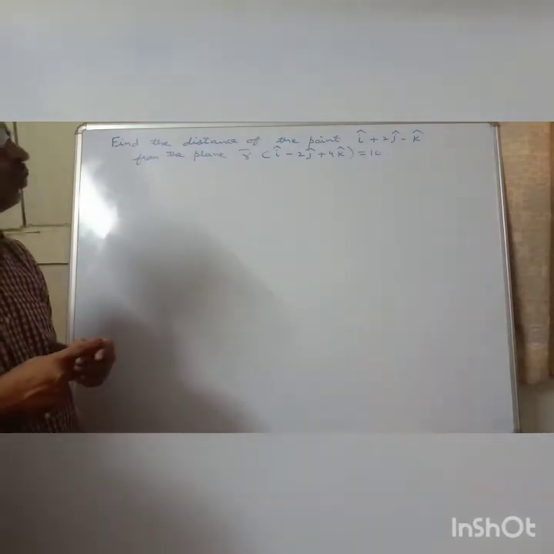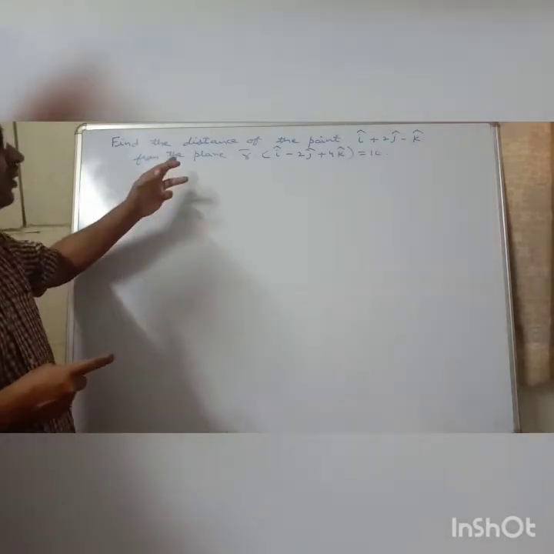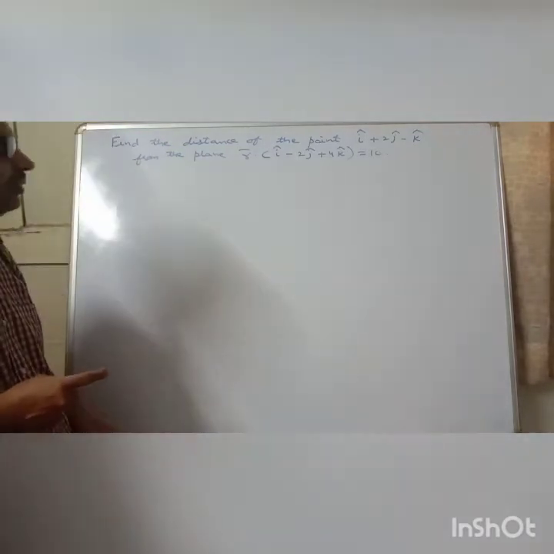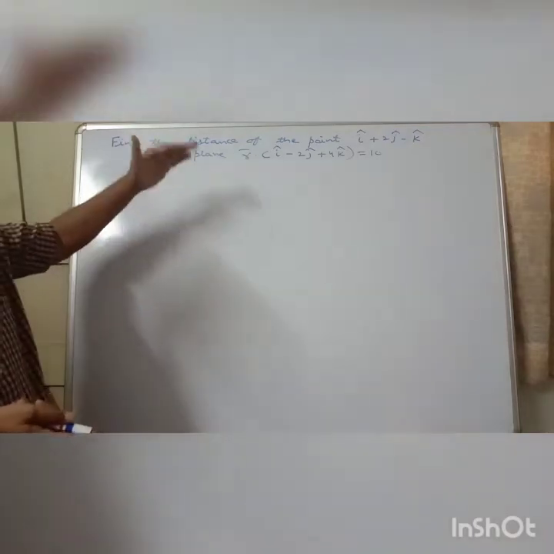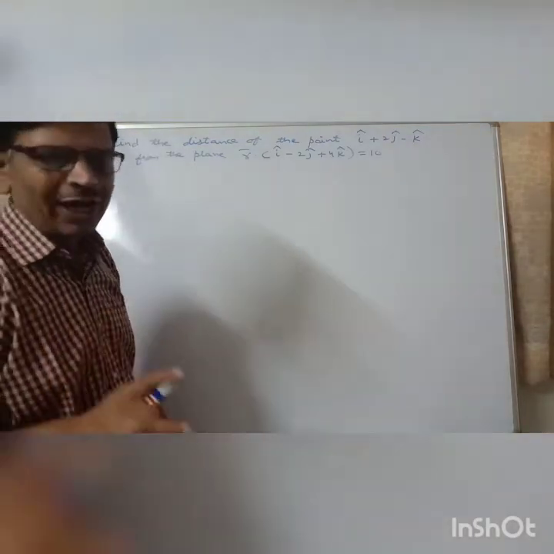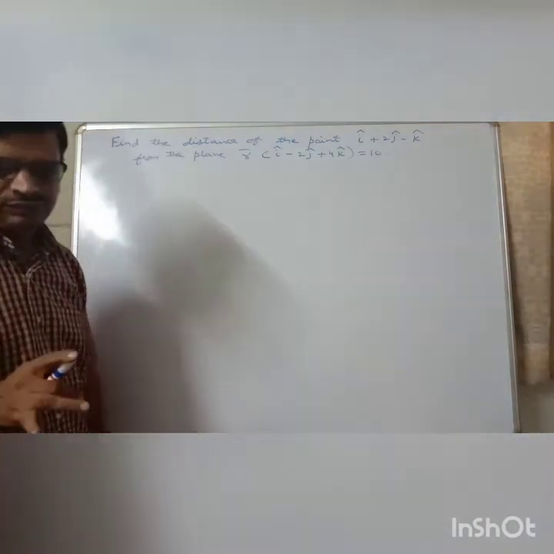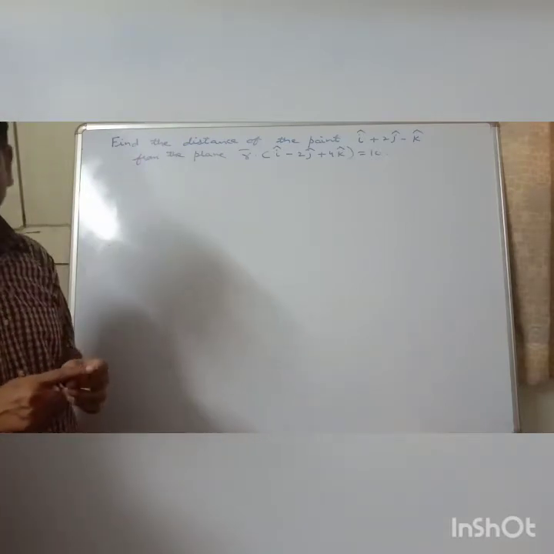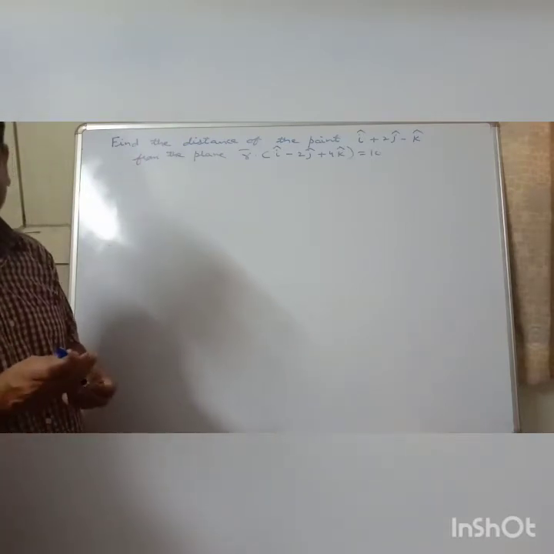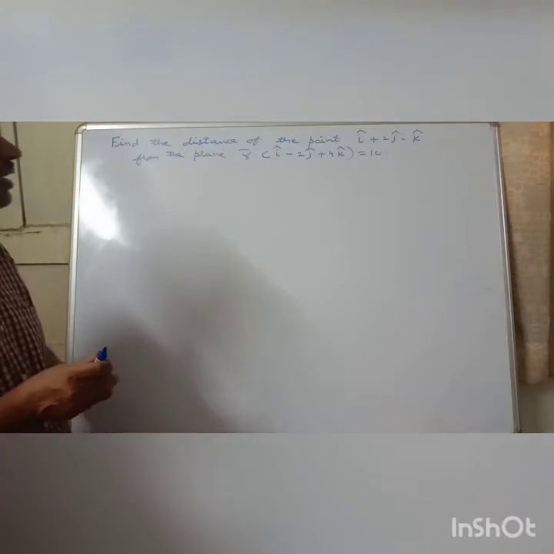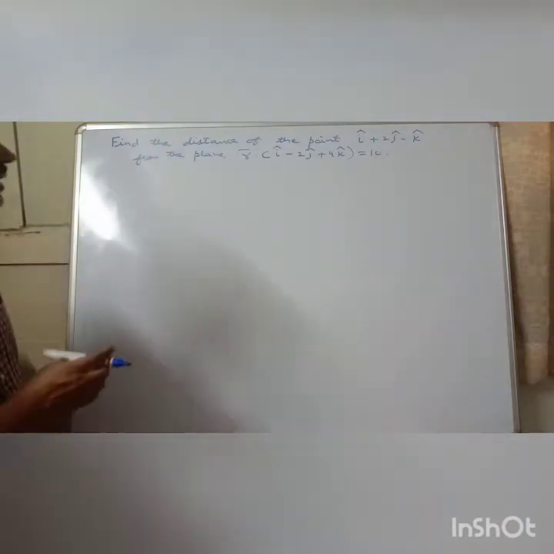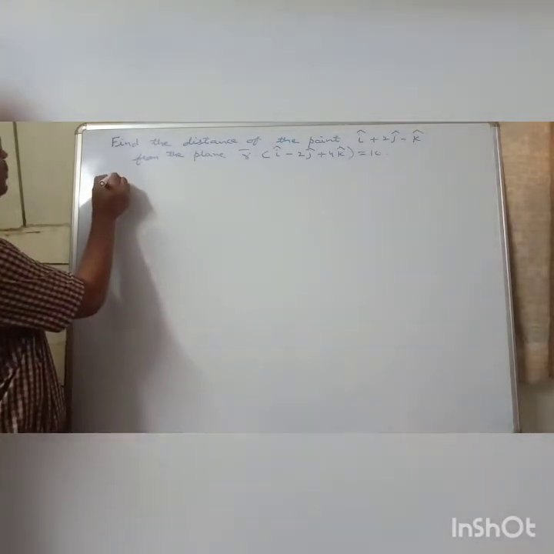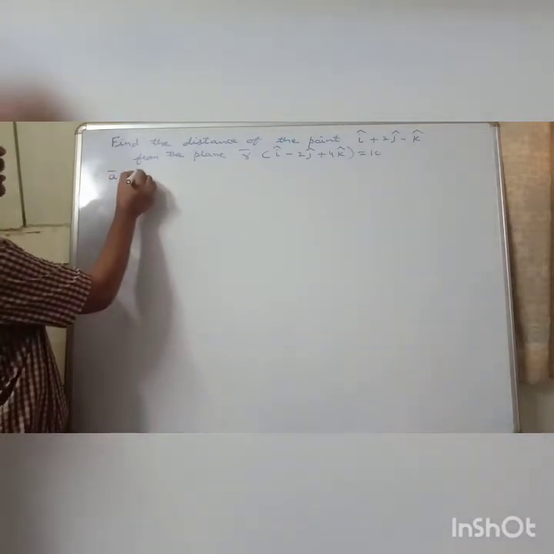Position vector of one point is given, equation of plane is given. Equation of plane is in vector form, and we have to find distance between point and plane. We have to find distance between them, meaning minimum distance, that is perpendicular distance. Now position vector of point, suppose it is point A with position vector A bar.